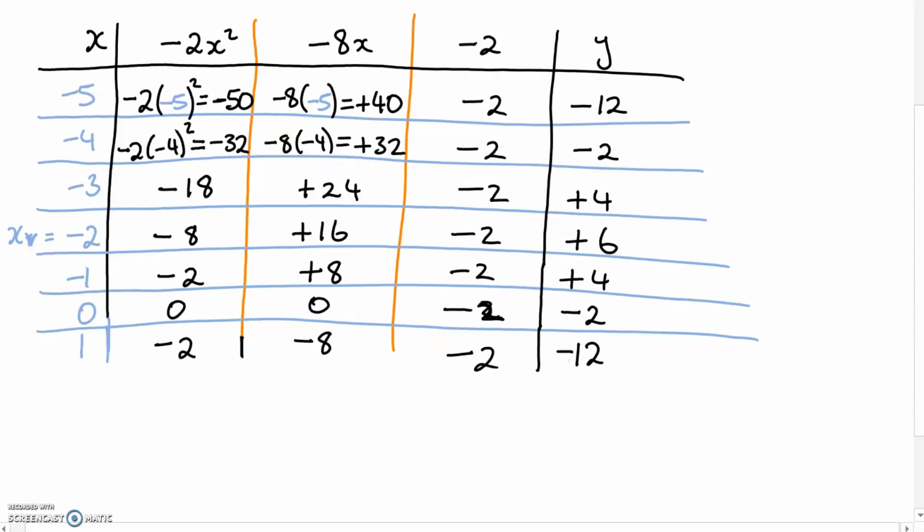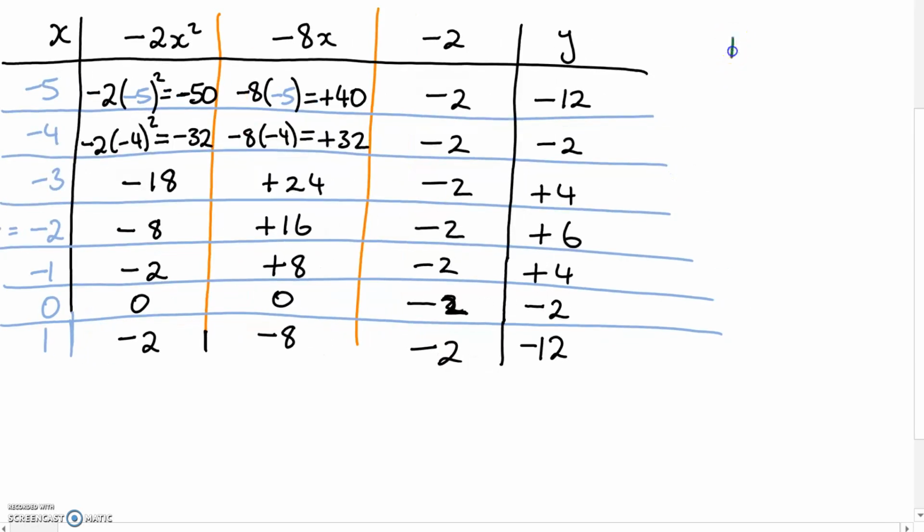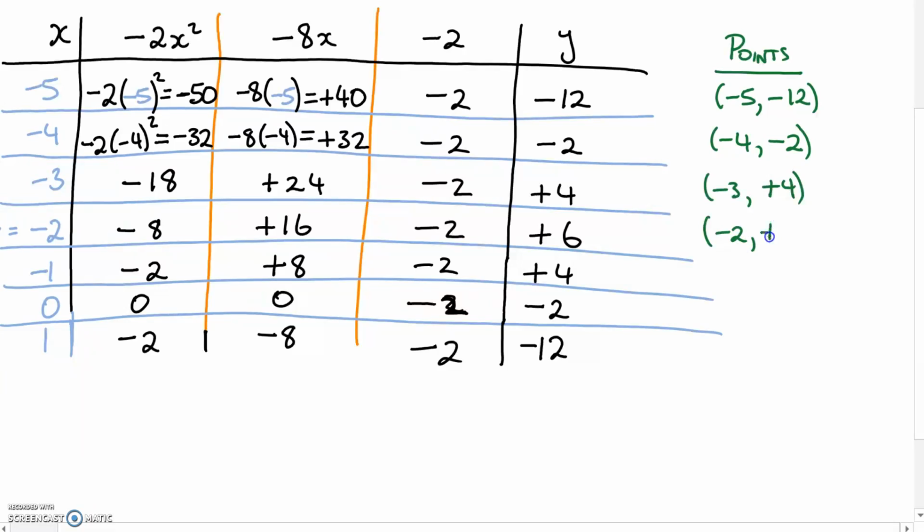Okay. So we now have points that we can use to draw our graph. Remember how we get our points. You're going to put the x, which is negative 5, along with the y, negative 12, and they're in parentheses, separated by a comma. So negative 4, comma, negative 2, close the parentheses, negative 3, comma, plus 4, close the parentheses, negative 2, comma, plus 6, close the parentheses, and if you want to leave out the plus, of course you can. Negative 1, plus 4, 0, negative 2, and 1, negative 12.